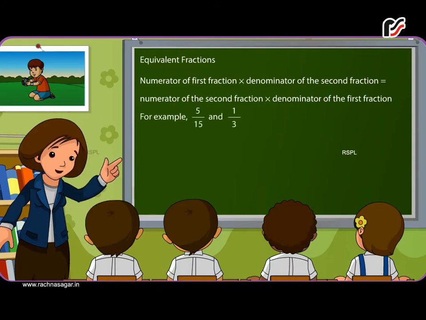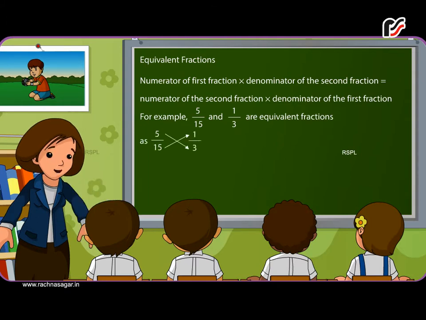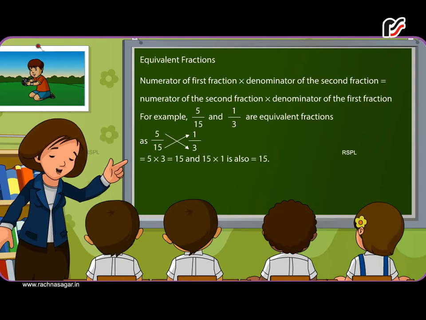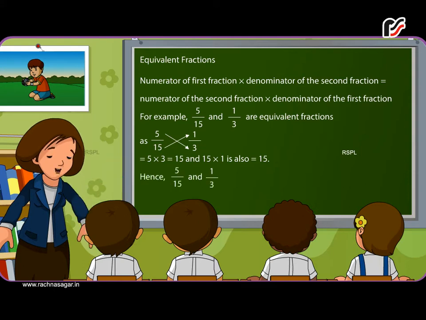For example, 5/15 and 1/3 are equivalent fractions, as 5/15 cross multiplied by 1/3 is equal to 5 into 3 is equal to 15, and 15 into 1 is also equal to 15. Hence, 5/15 and 1/3 are equivalent fractions.